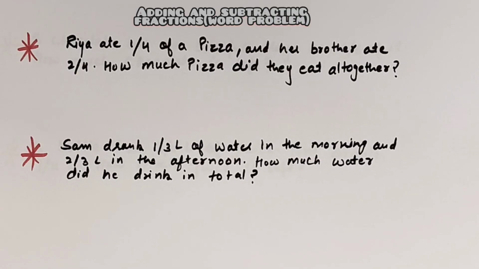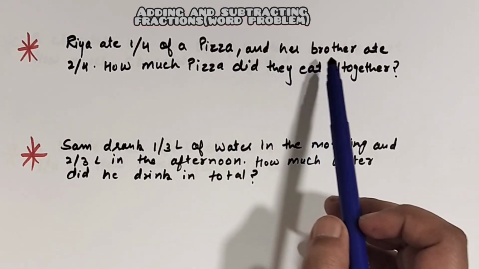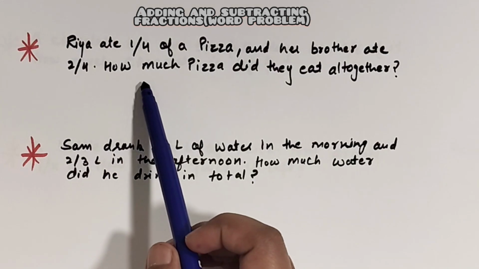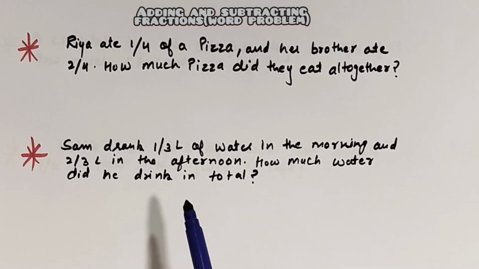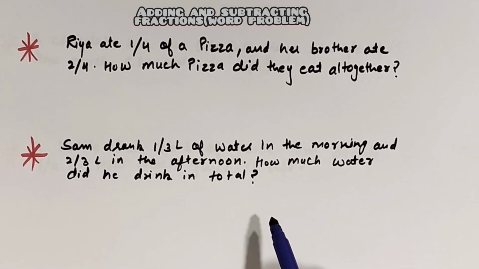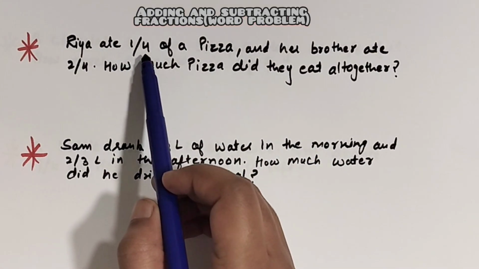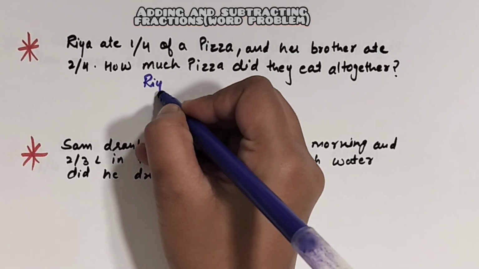So let's get started. The first question is: Ria ate 1 over 4th of a pizza and her brother ate 2 over 4th. How much pizza did they eat altogether? So you can see Ria ate 1 over 4th of a pizza. But we have the question, how much pizza did they eat altogether? We need to focus on what they eat altogether.